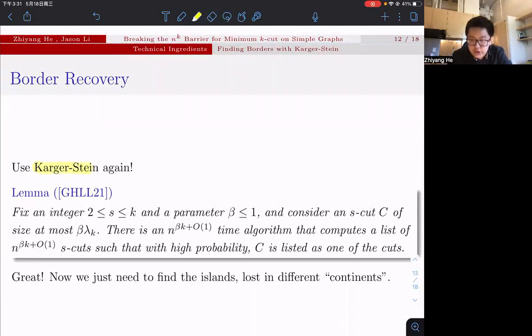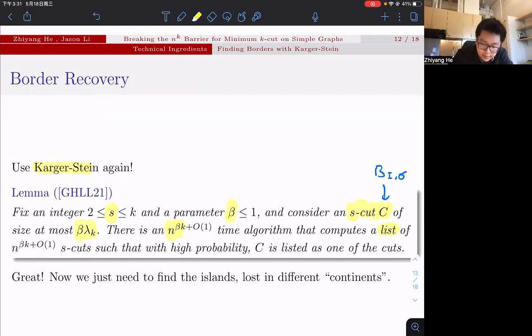So as shown in GHLL, which is the new analysis of the Karger-Stein algorithm, we have the following lemma. It says, fix an integer s and a parameter beta, and consider an s-cut C, so think of this C as our border, of size at most beta lambda k. Then there's an n to the beta k time algorithm that computes a list of cuts such that the border is one of them. Okay, so it includes the border. So this is quite amazing.